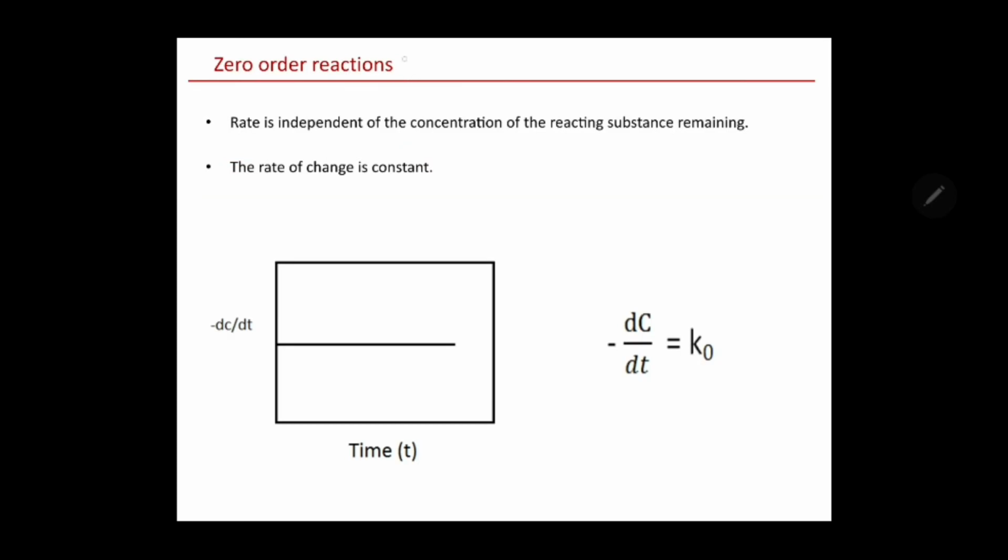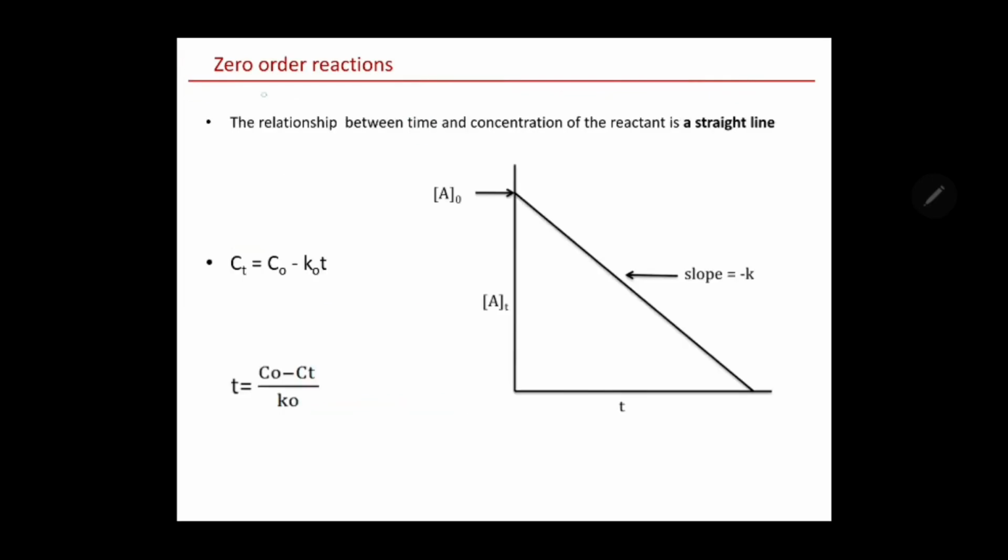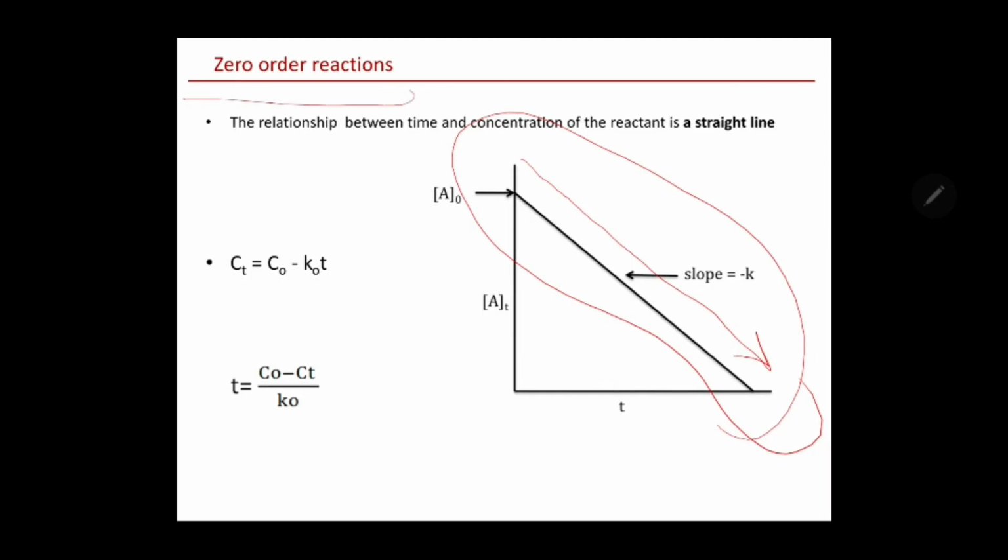Now let's talk about order of reactions. We start with zero order reactions. Zero order reactions are those in which the rate of the reaction does not depend on the concentration of the reacting species. So the rate of the reaction will remain constant, as you see here. With time, the rate is constant. In zero order reactions, with time, the concentration of the reactants will decrease, and this relationship is a straight line. So change in concentration of the reactant is constant with time. We call these zero order reactions.